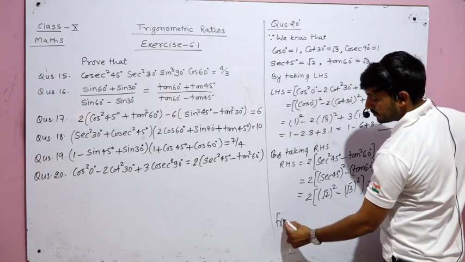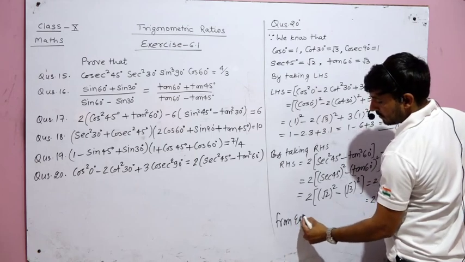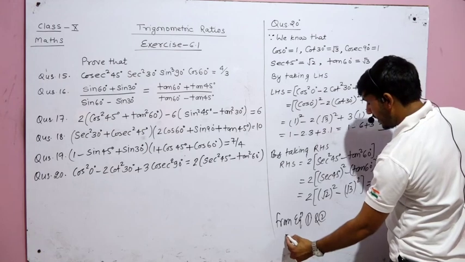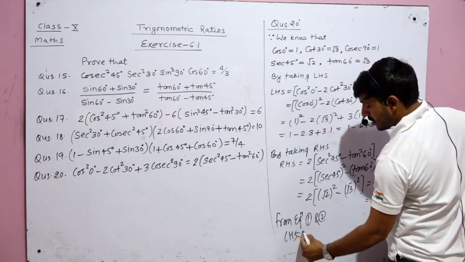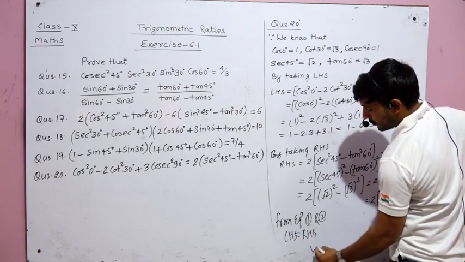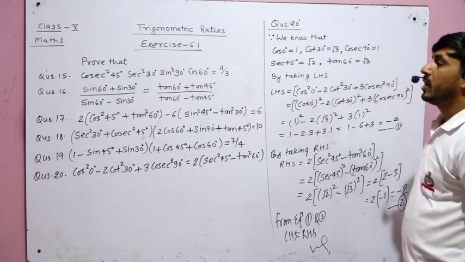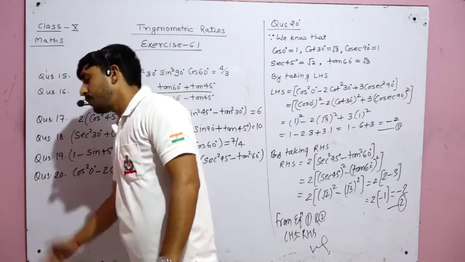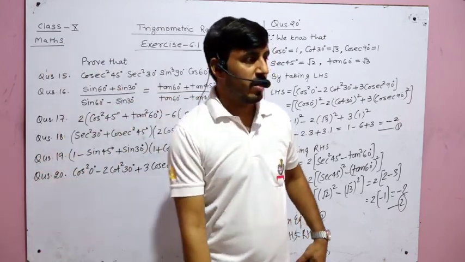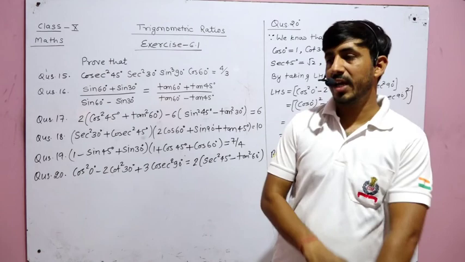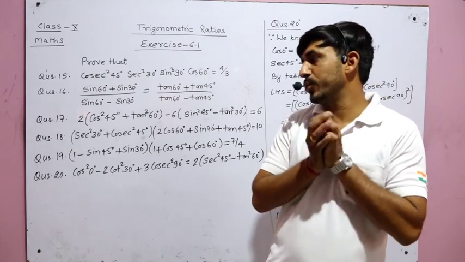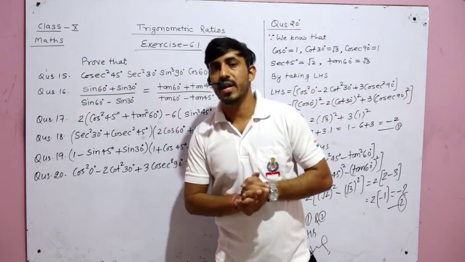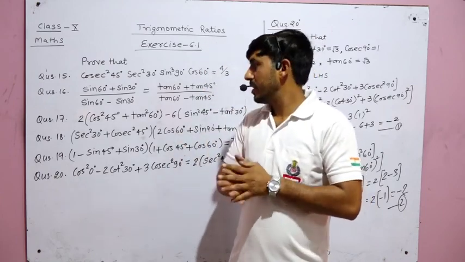From equation 1 and 2, we can write LHS is equal to RHS. Hence proved. Today we have discussed from question number 15 up to question number 20. You have to try to solve these questions again at your home, and if you have any doubt, you can ask me directly. Okay, thank you.